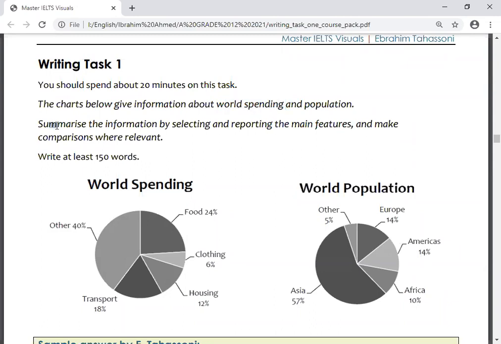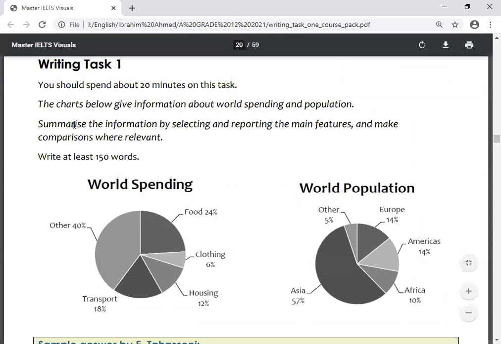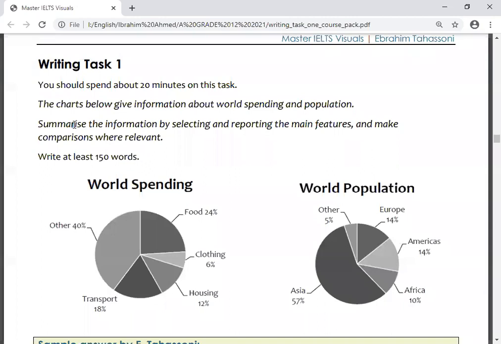Right. What are you supposed to do here? Summarize the information by selecting and reporting the main features. Again, you don't need to mention or comment on every single number. You focus on the main features because what you're doing here is summarizing. You're writing a short report, focusing on the data and the information in front of you. And remember, you never give your personal opinion, okay? Because you are just reporting the facts in front of you, and make comparisons where relevant.